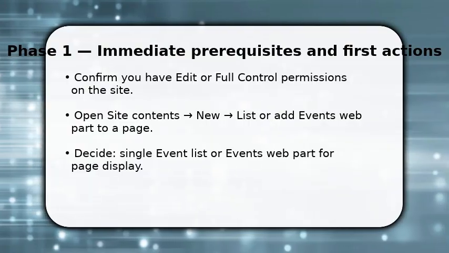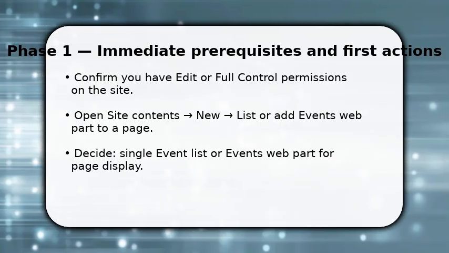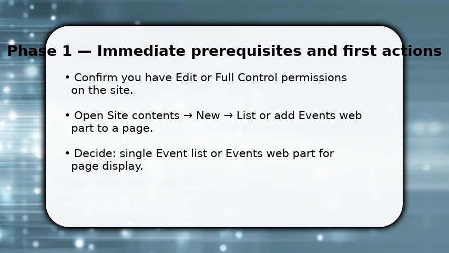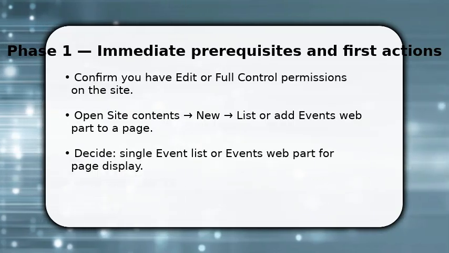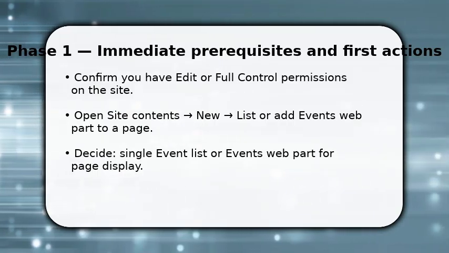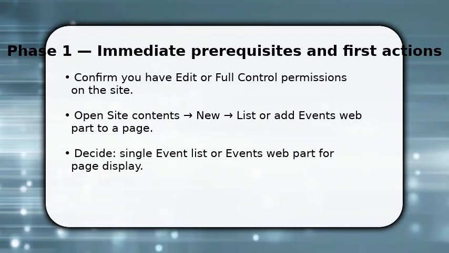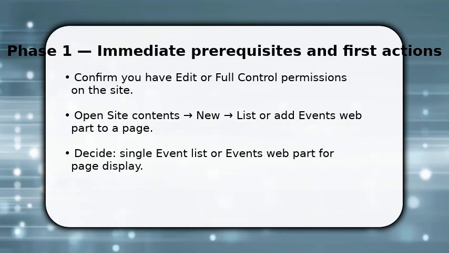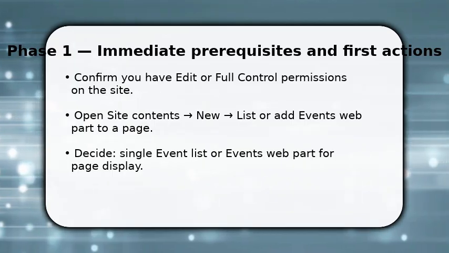You have permission, so start now by opening the SharePoint site and going to Site Contents. Once there, choose New then List to create an events list, or edit a page and add the events web part. You do this because a dedicated list stores event metadata and the web part displays items visually. Make sure to name the list clearly and set a sensible description.